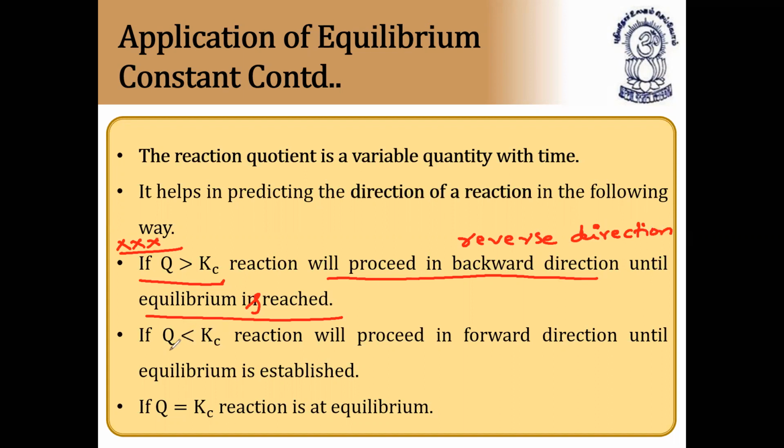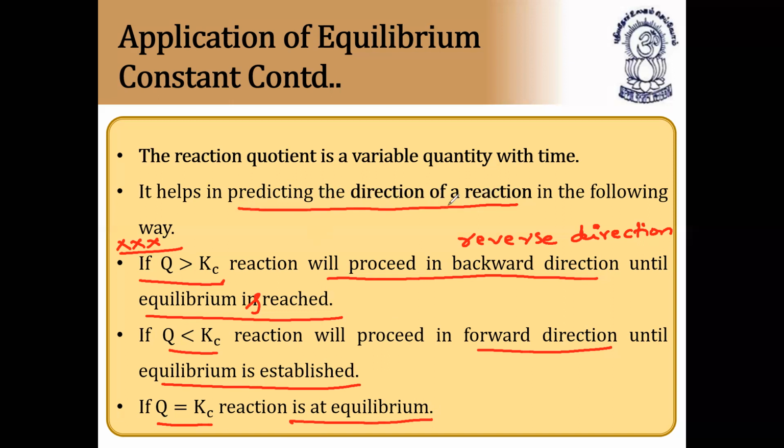And suppose if Q is less than Kc, reaction will proceed in forward direction until the equilibrium is established. So if Q is greater than Kc, reaction will proceed in reverse direction or backward direction until the equilibrium is reached. And if Q is less than Kc, reaction will proceed in forward direction until the equilibrium is established. If Q is equal to Kc, we can say the reaction is at equilibrium. So in this way, Q is helpful in predicting the direction of the reaction.